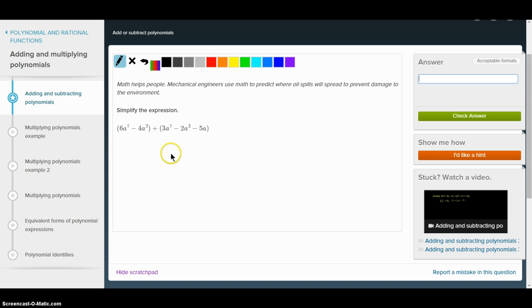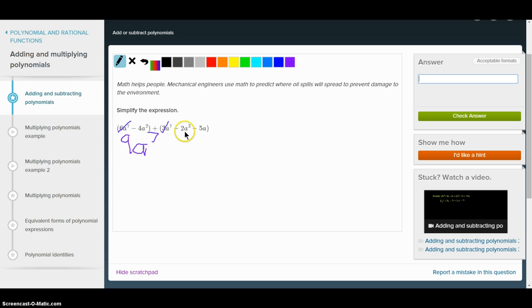Okay, so let's start over here. If we do the same thing as last time, there's no negative here, so all of these signs will stay the same. We don't really need to rewrite it the first time, so we can just directly combine everything. If we start with these a to the 7s, a to the 7, a to the 7, so that's 6 plus 3, that's 9a to the 7, and we'll get rid of those.